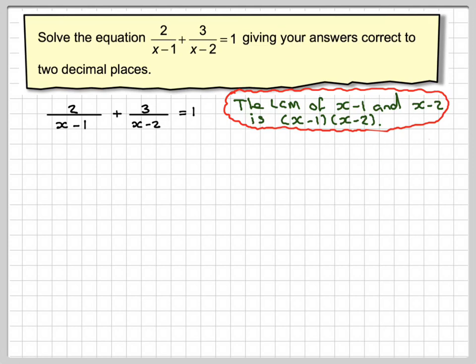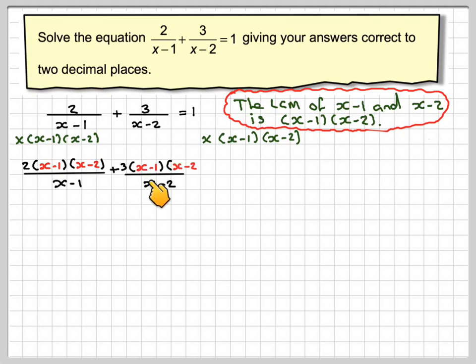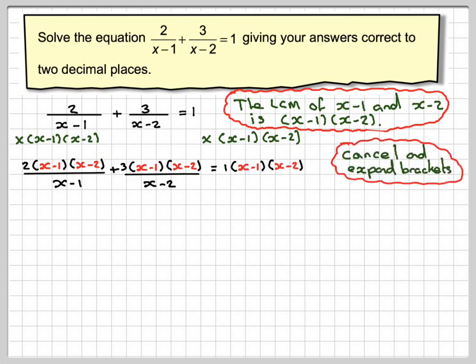So you multiply everything through by x minus 1 and x minus 2. So we're going to get 2 times x minus 1, x minus 2 over x minus 1, plus 3 times x minus 1, x minus 2 over x minus 2 is equal to 1 times x minus 1, x minus 2. Now we're going to cancel and expand some brackets on this side only. So cancelling, x minus 1 and x minus 1 cancel out, and then x minus 2 and x minus 2. So doing this procedure of finding the LCM of the denominators and multiplying through does remove any fractions from the equation.